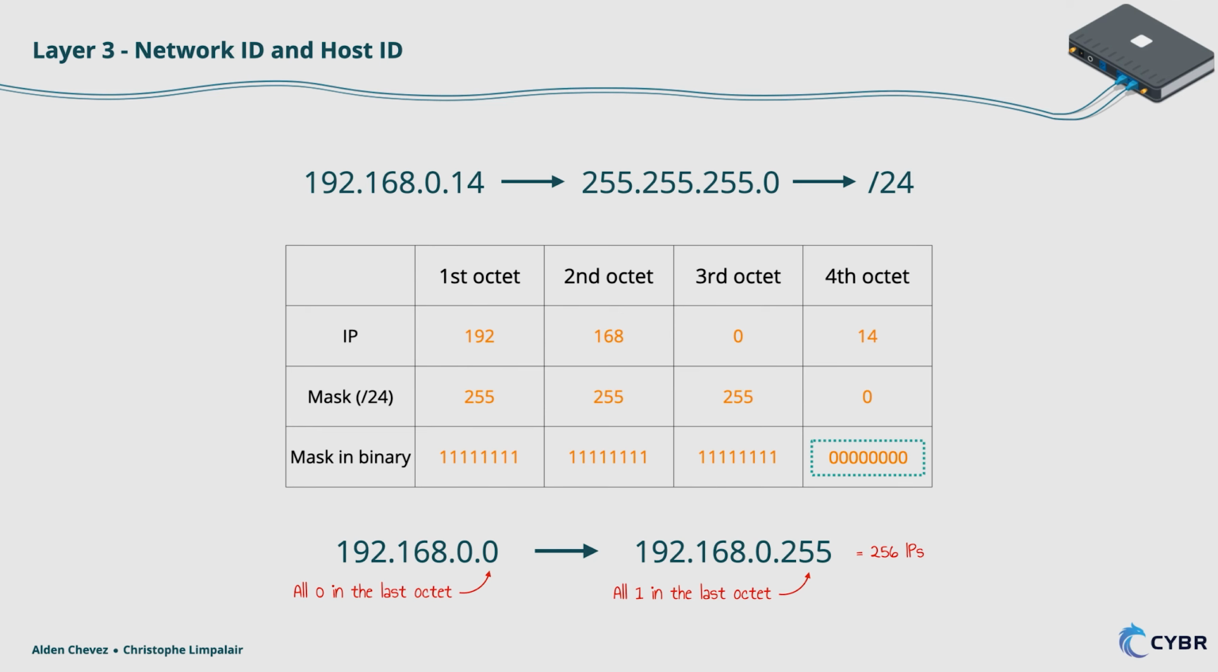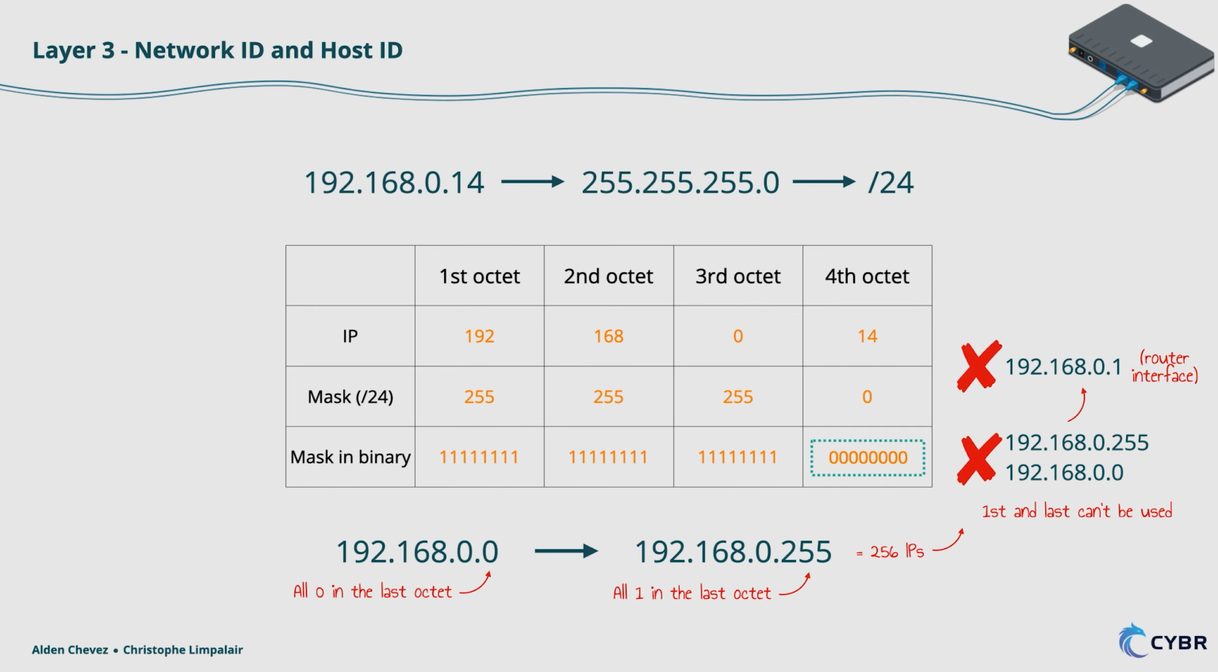But as we said before, the first and last IP addresses cannot be used. We also need to use one for the router's interface. So we really only have 256 minus 3, which equals 253 IPs that are available for hosts. So that's still a lot of hosts, at least relatively speaking, and that's why home routers usually have a /24 mask configured by default. But that's for home routers.